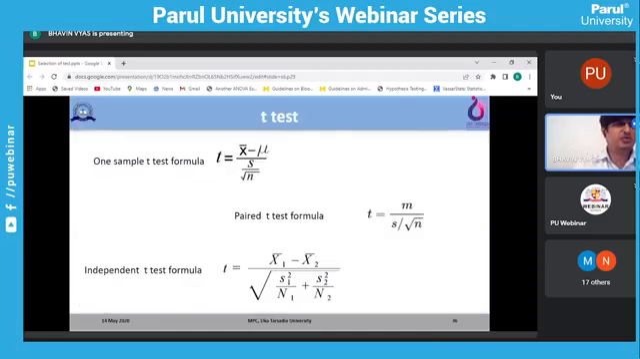These are a few formulas that I have given. In the one-sample t-test, mu, as I told you, means population mean, with which I will be comparing the sample mean. Here the difference is between prior and post. Here it is independent, so sample 1 difference divided by sample 2 difference. Based on that they have given the formula.